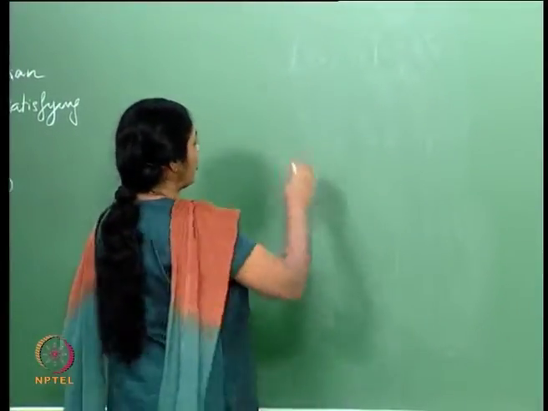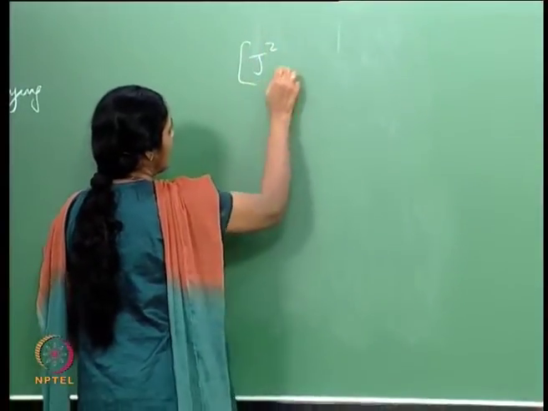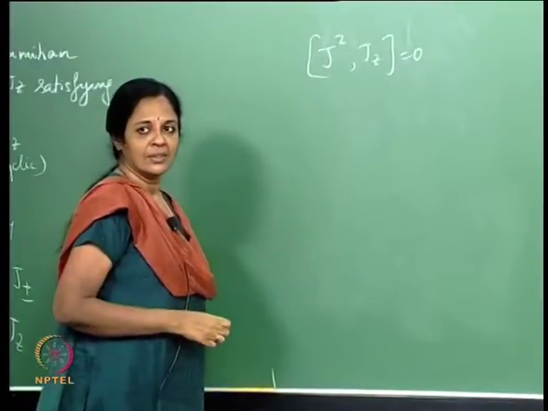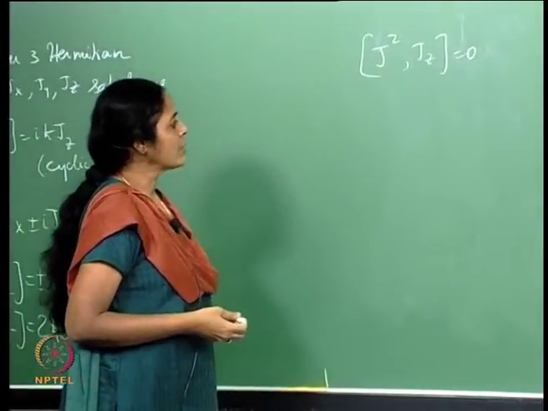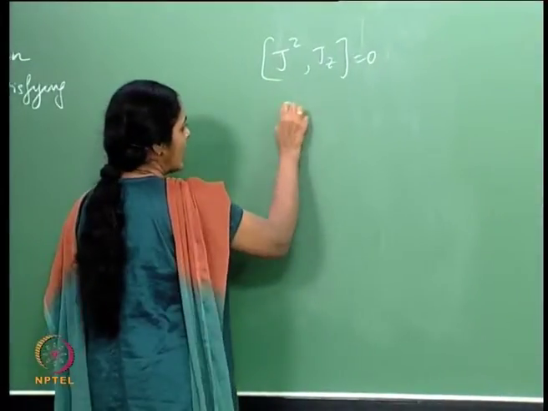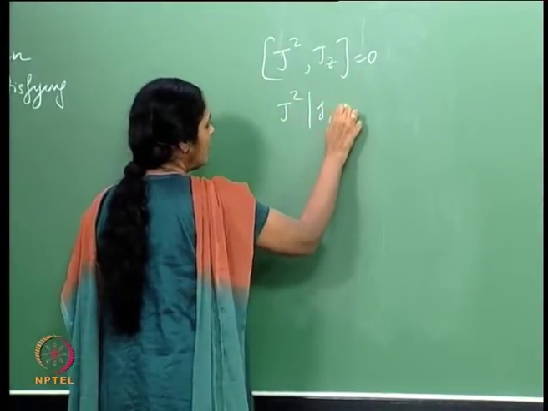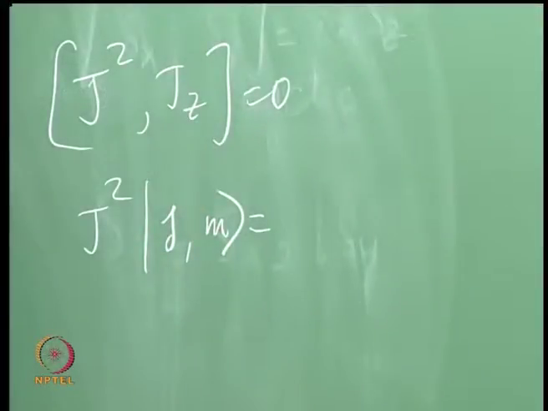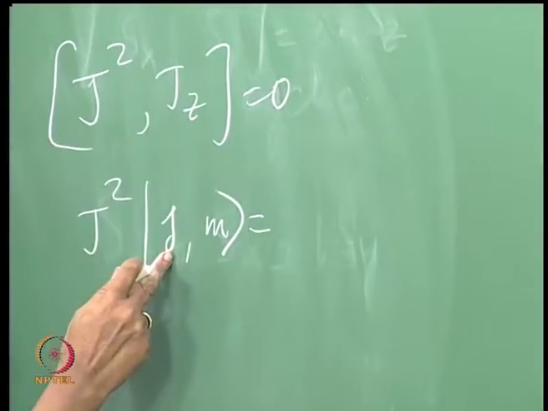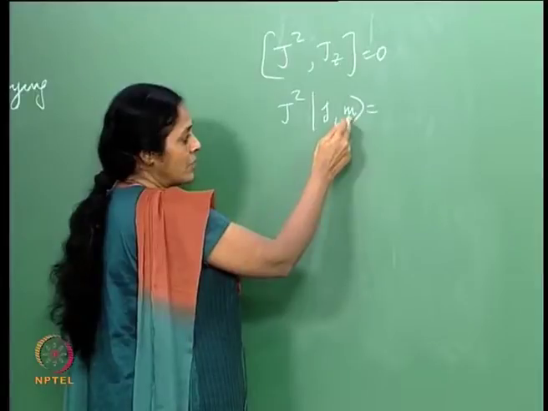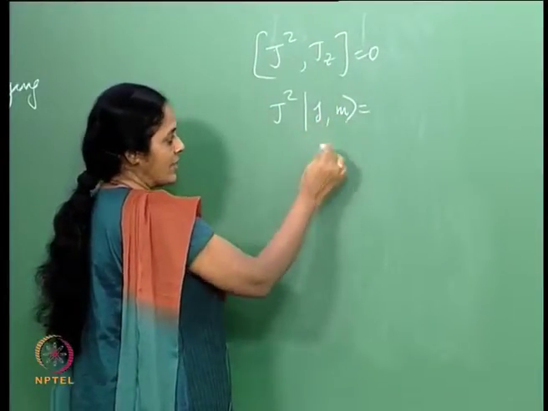I know, therefore, that J squared and Jz commute with each other. I have already established, therefore, that there is a complete set of common eigenstates of J squared and Jz. Let me denote the eigenstates by |j, m>. In the case of spin, this would be given by the label s, and m would be the third component of spin, the eigenvalue of Sz.